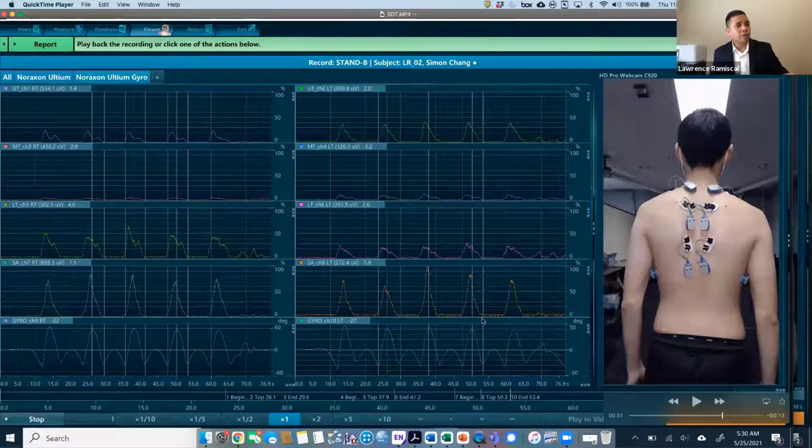From there, just pretty much align all these together, and you'll be able to see when the muscles were active during those, from the beginning, top, and the end of the motion. That's what it tells you.